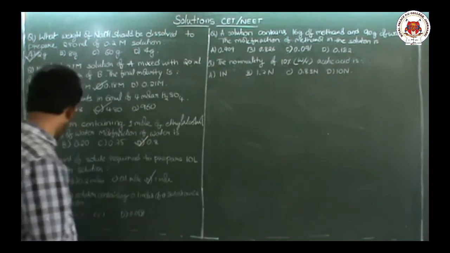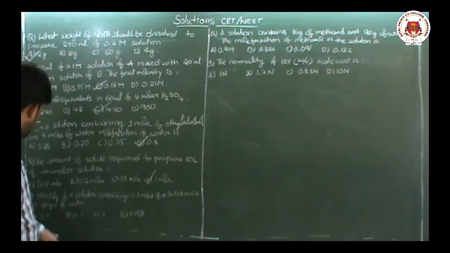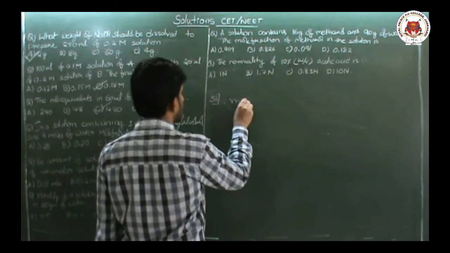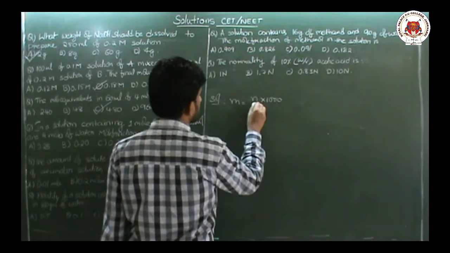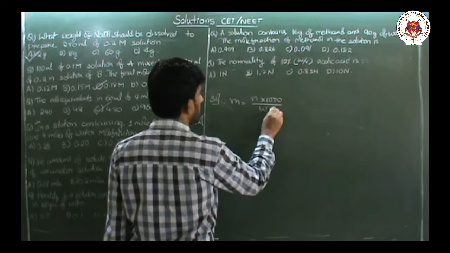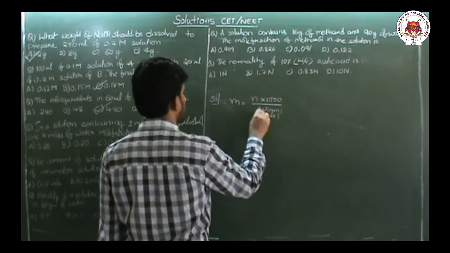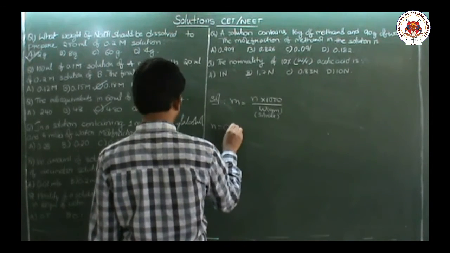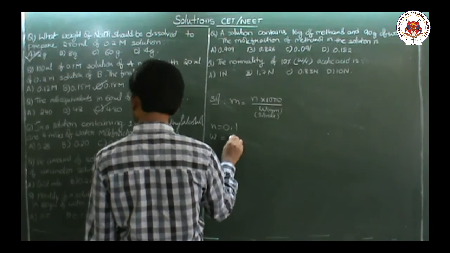Next question is, molarity of a solution containing 0.1 moles of substance in 100 grams of water. What is the molarity formula? Molarity is equal to number of moles into 1000 by weight of solvent in grams. Now it is given number of moles is 0.1 moles and weight of solvent, weight of water, is given, 100 grams.